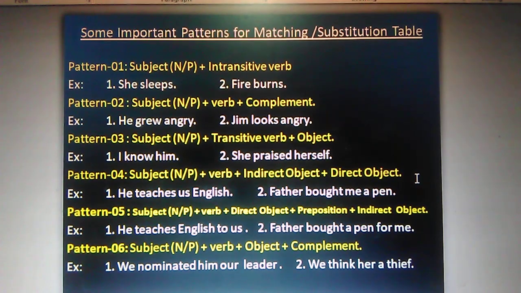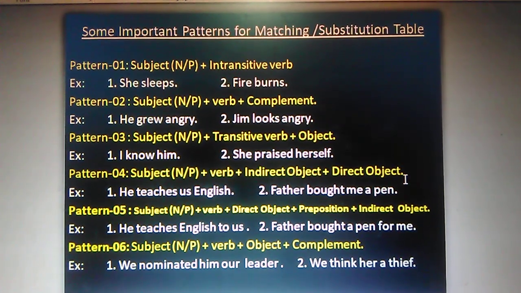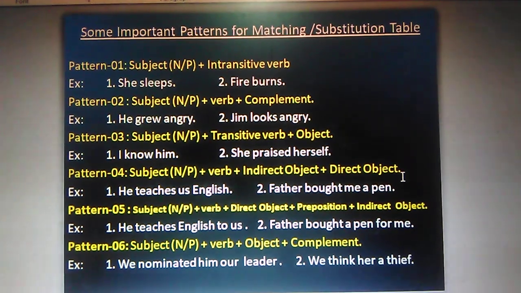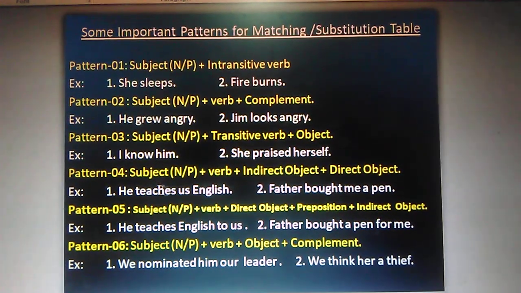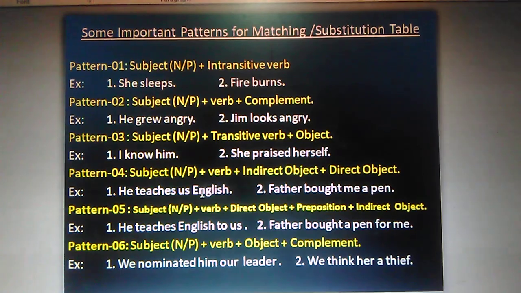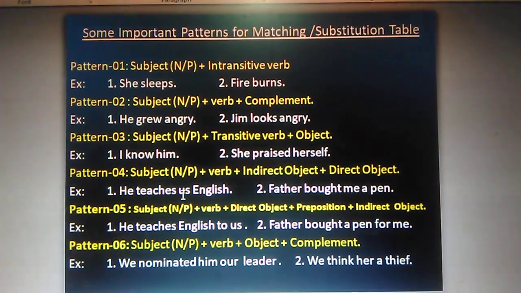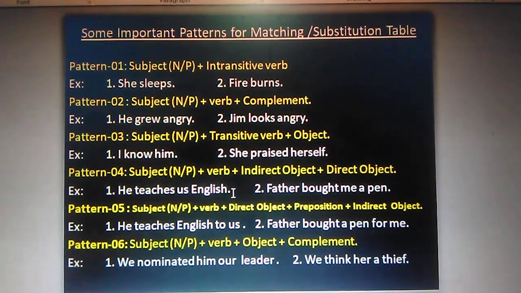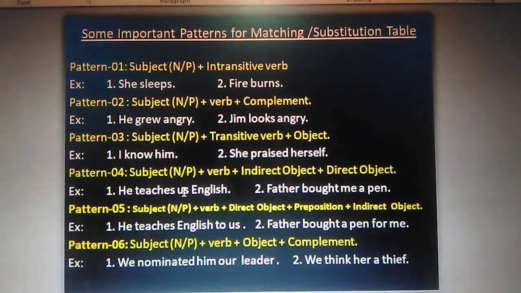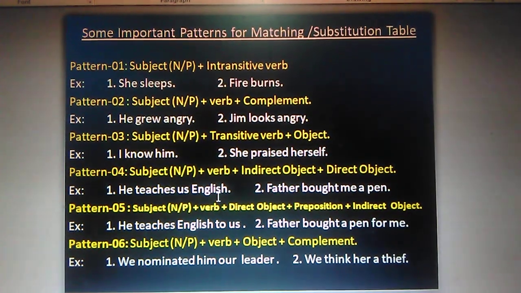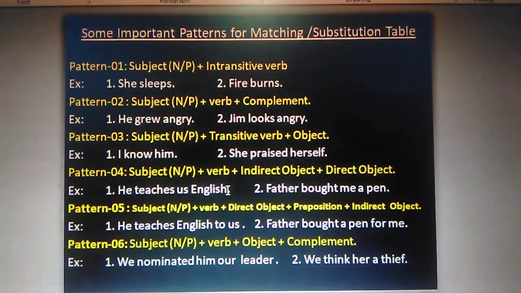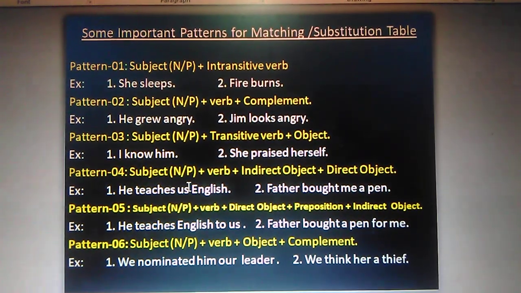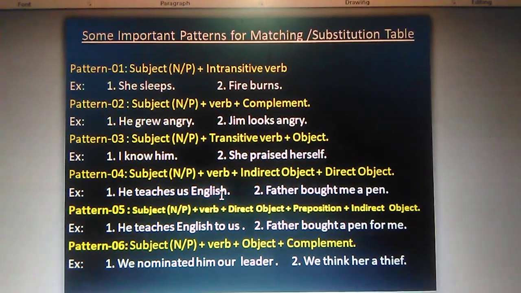Next, go to pattern 4, subject plus verb plus indirect object plus direct object. There are two types of object. One is indirect, another one is direct. Sometimes in a sentence, you will get two objects. One is animate, another one is inanimate. That means one is the person, another is the thing. Look at this sentence: he teaches us English. Us is the person, but English is not a person, it is an impersonal object. So this is the indirect object and this is the direct object. So, he teaches us English.